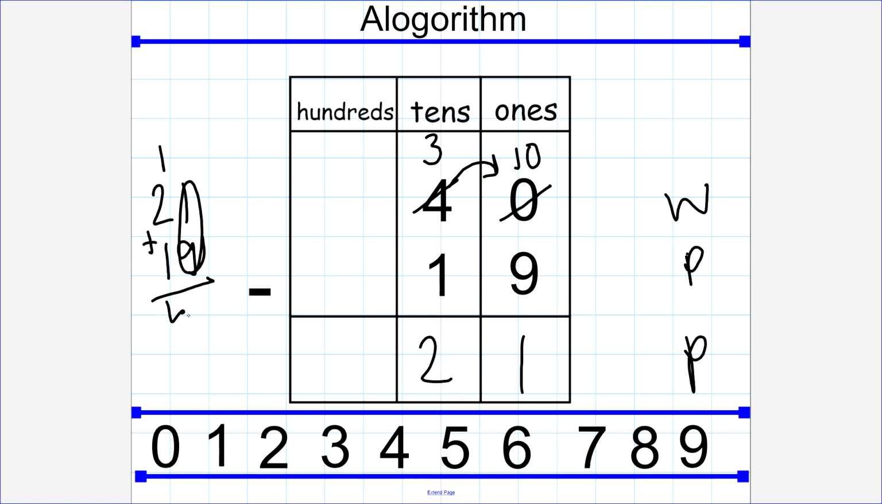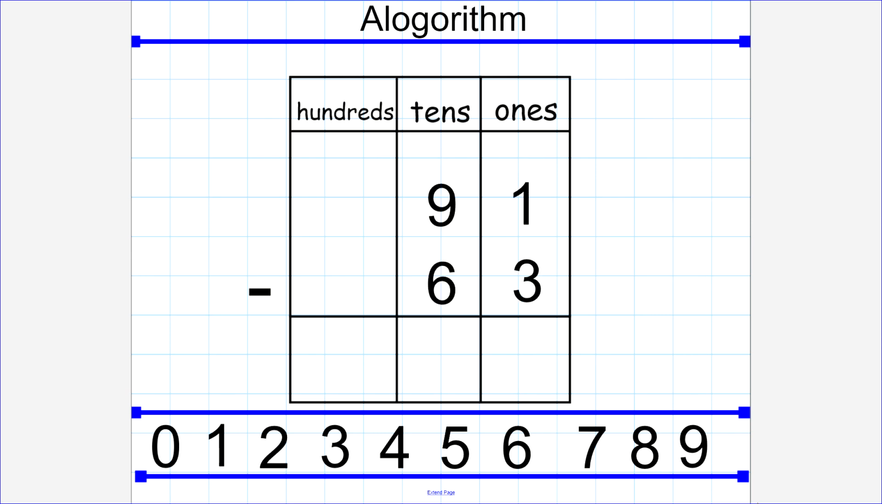Oh yes, they do. Now you have a problem to solve on your own, third grade. Make sure that you have a piece of paper or a whiteboard. I want you to solve the problem 91 minus 63. You're going to have to regroup, so be very careful. What is 91 minus 63?